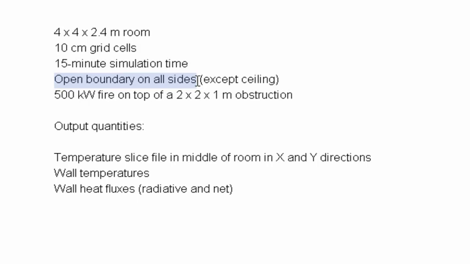This means that on the four sides, the left, right, front, and back, I'll have an open boundary to ambient conditions. And I'd like to have a 500 kilowatt fire placed on top of a 2 by 2 by 1 meter obstruction in the middle of the room. Some output quantities that I'll include are basic output quantities, a temperature slice file in the middle of the room in both the X and Y directions, and a couple of boundary files which are going to paint all of the boundaries with the wall temperatures and the wall heat fluxes, both radiative and net heat fluxes.